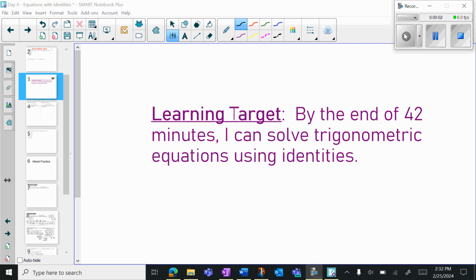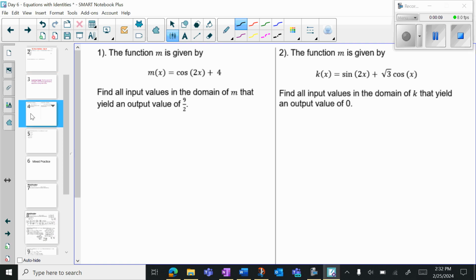Hi everyone, in this video we are going to solve trigonometric equations using identities. So let's look at example 1.